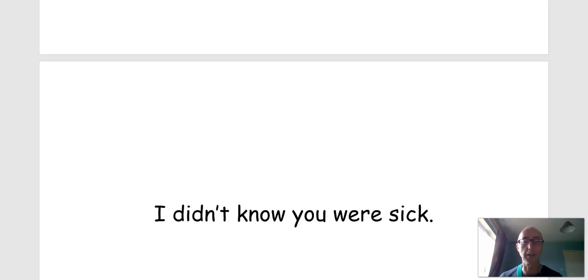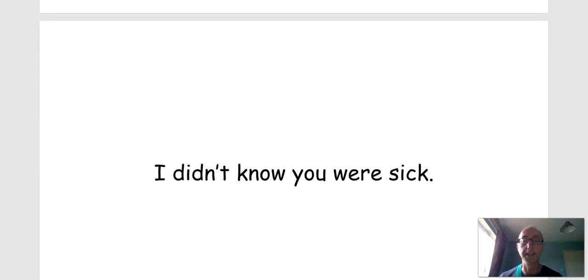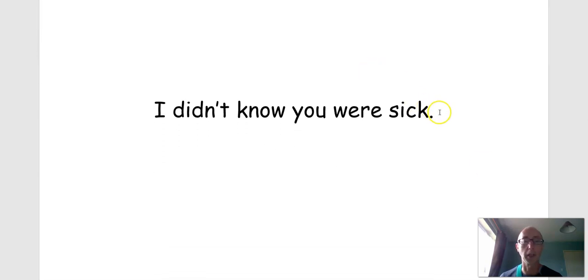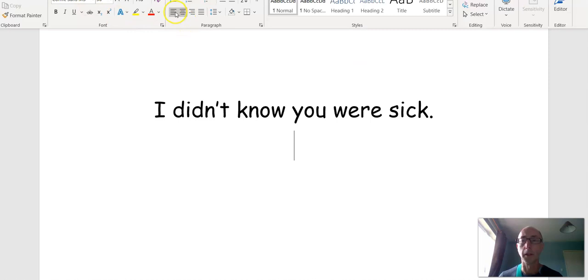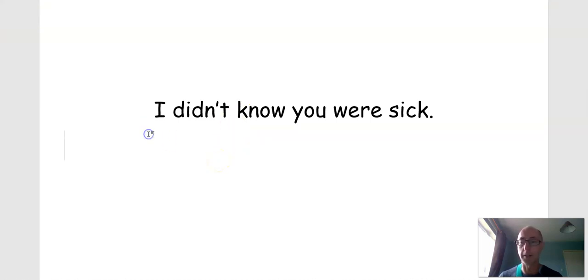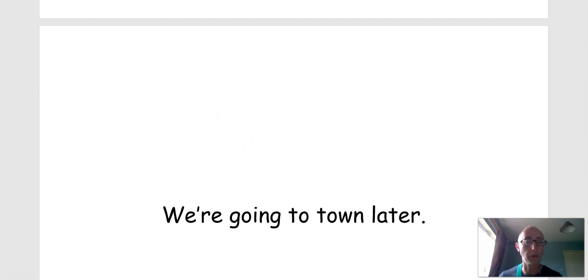So let's look at them in some sentences. I didn't know you were sick. We use the apostrophe to give the idea of did not. Didn't, did not. So we can see that the O is missing, and so we put in the apostrophe to show that it's missing. So that's all we do. That's all we use it for.